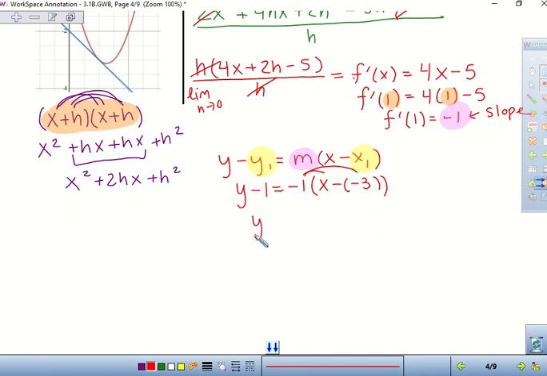Now you're just going to use algebra to simplify this. So it's just going to become y minus 1 equals negative 1. And remember, this is technically a positive 3 times a negative becomes a negative 3. I add 1 to both sides. And that gives me y equals negative x minus 2. So that's the tangent line. So does anybody have any questions about that?